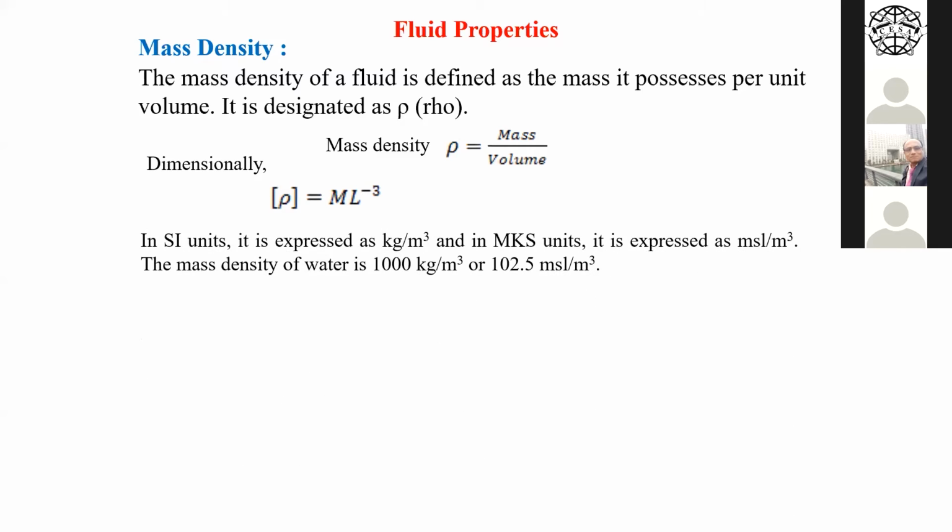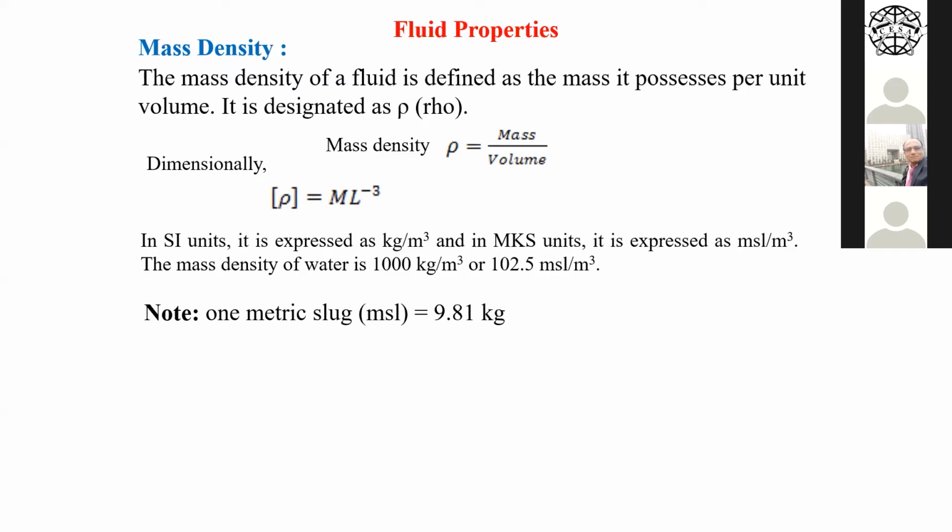In MKS units, the mass is represented as metric slug, so it is metric slug per meter cube. The standard value of mass density of water is 1000 kg per meter cube. You can also represent this in metric slug, because one metric slug is 9.81 kgs. If you divide 1000 by 9.81, you will get 102 metric slug per meter cube. This is the standard value of mass density of water, which is 1000 kg per meter cube.